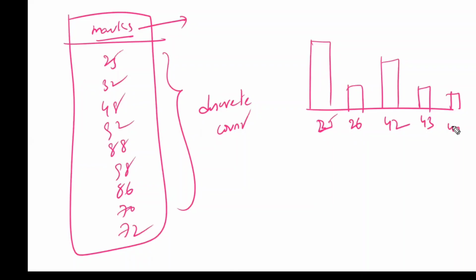Now, what are you going to analyze like this? With exactly 25 marks, 26 marks, how many students are there? What is the use? Instead of that, how many students have less than 60? How many students are from 60 to 80?